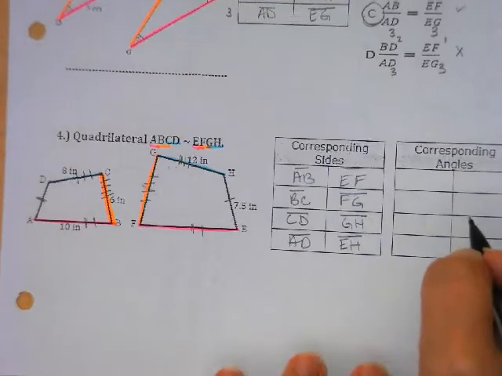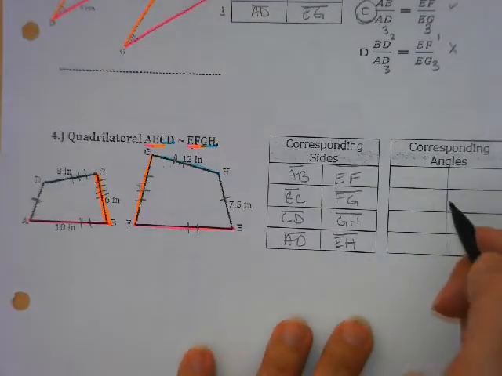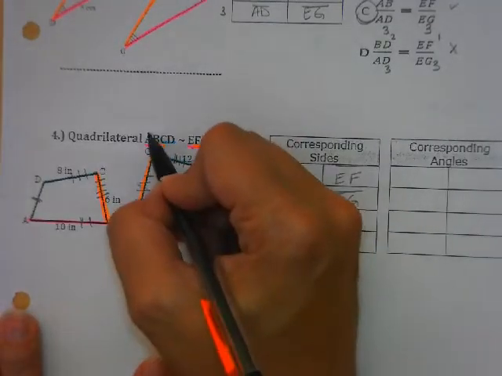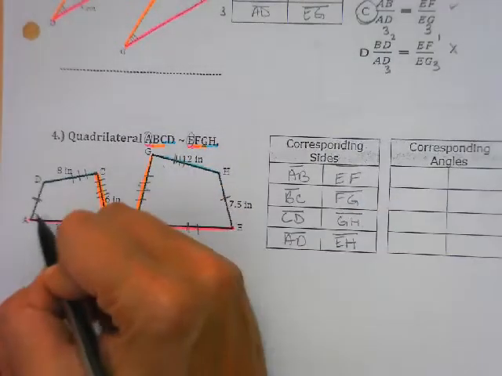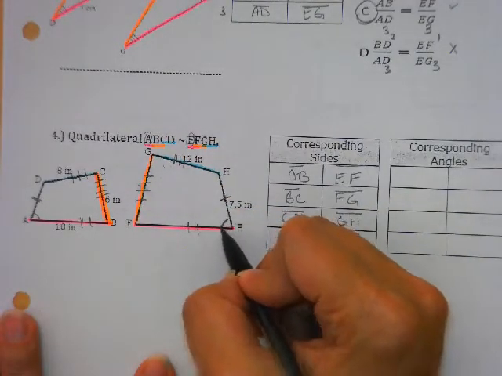All right, so there are sides that match. Those are the ones that are color coded together. And then we can look at our angles, right? A and E are first, so those are going to match.